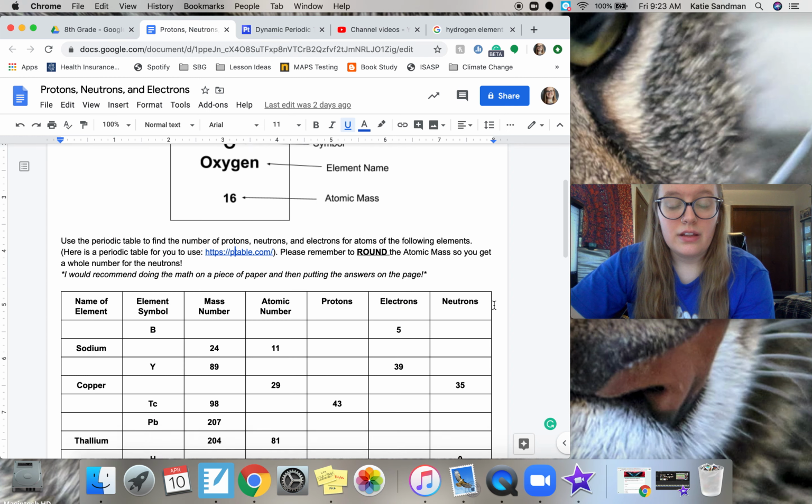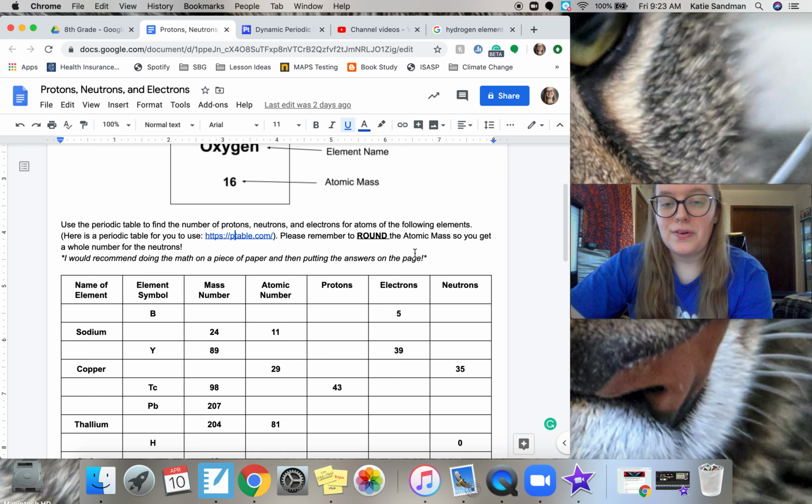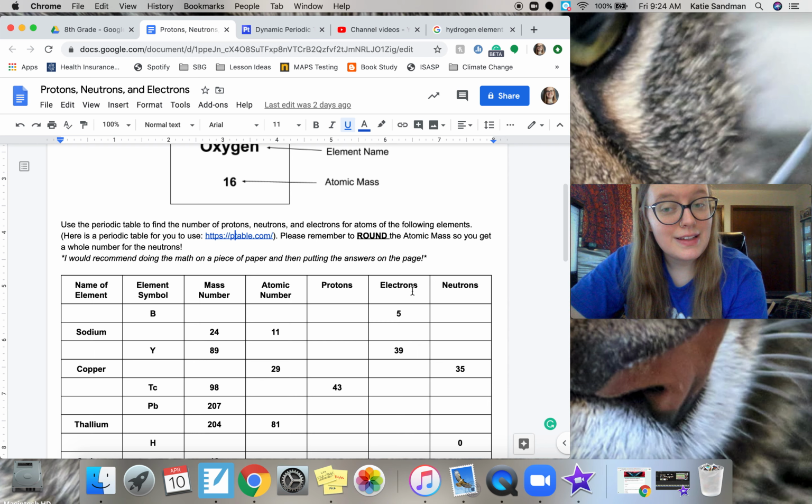So another thing, please remember to round the atomic mass so that we get a whole number for the neutrons. And I would probably recommend doing the math or writing down your answers on a piece of paper first and then putting the answers on this page. That's just what I would do, but you do not have to do that.